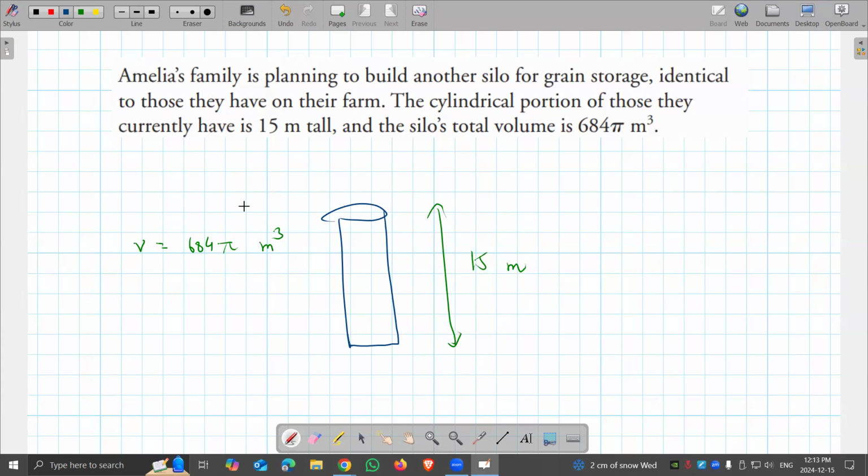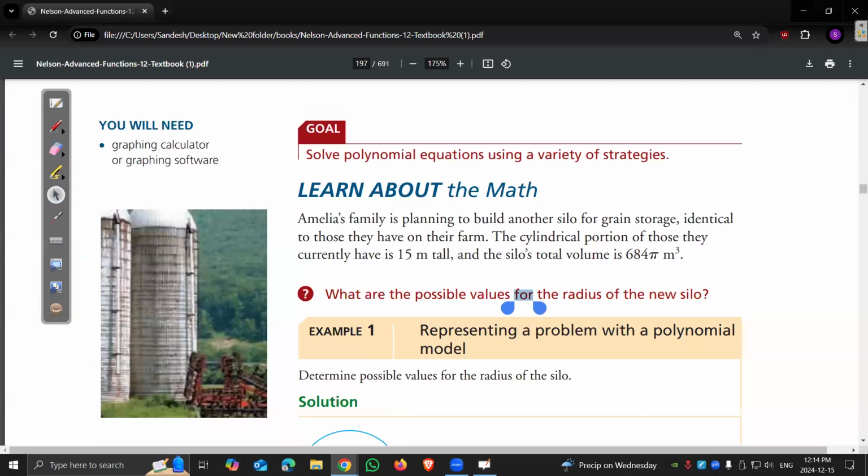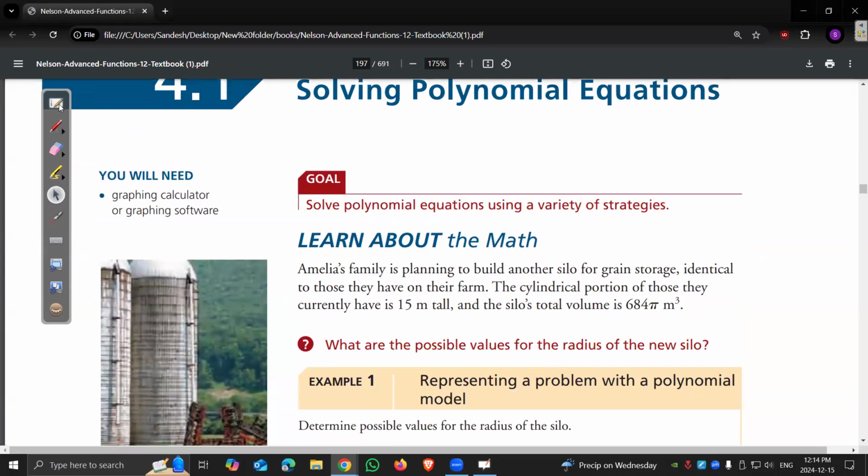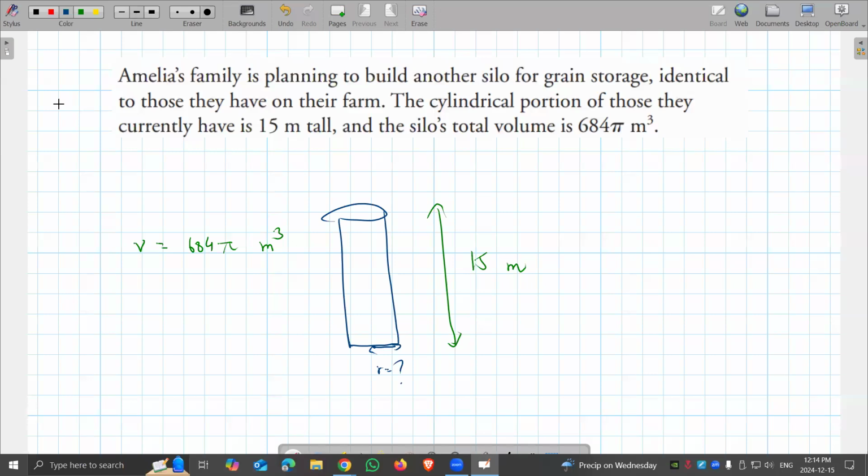We have a cylinder, we're given the height, we're given the volume. What is one thing we're missing? The radius of the cylinder. So that's probably the question: what's the radius of the cylinder? What are the possible values for the radius of the new silo? It's not a terribly difficult question.